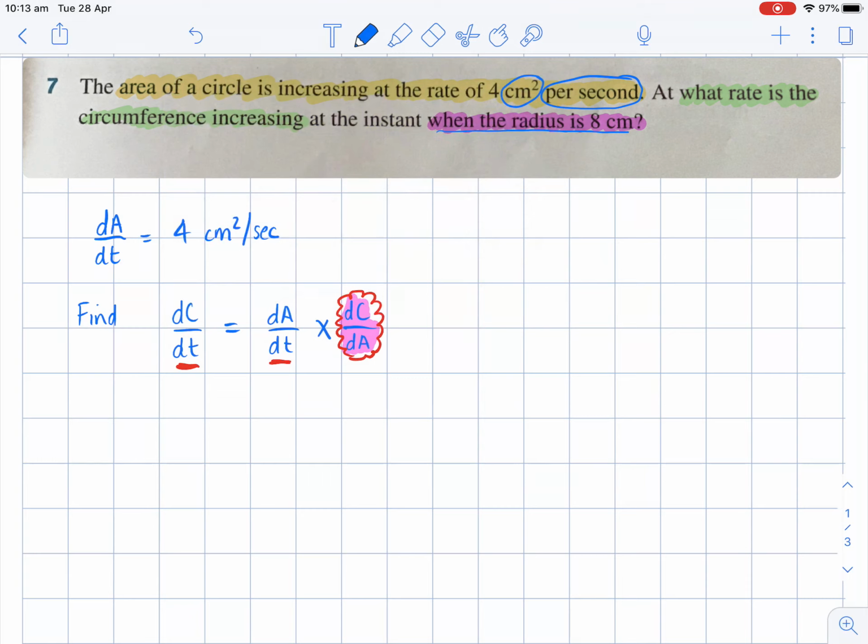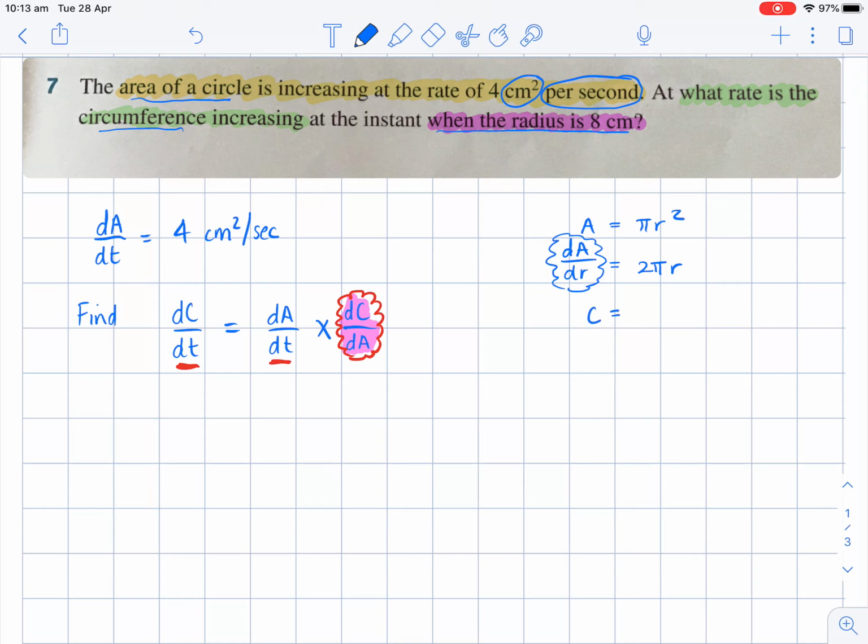All right, so what do I know about the problem? It uses the area of a circle. It talks about the circumference. So what do I know about the area of a circle? I know the area of a circle is pi r squared. Cool, I could differentiate this and I would get dA/dr equals 2 pi r. All right, nice, but I don't need dA/dr. This is not a derivative that is useful for me because I want to have dC/dA.